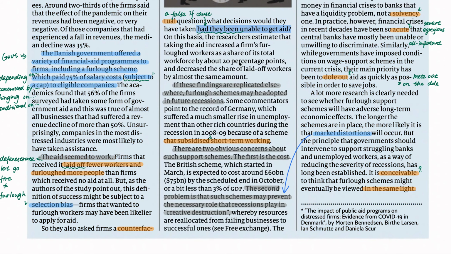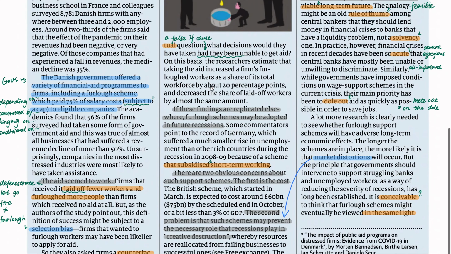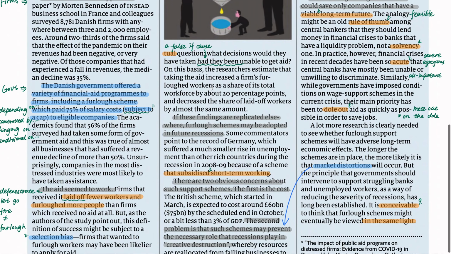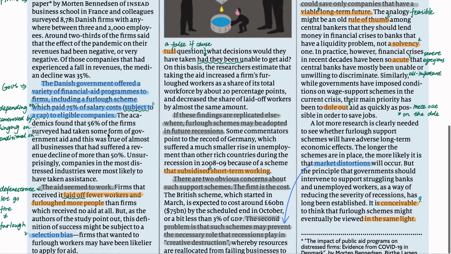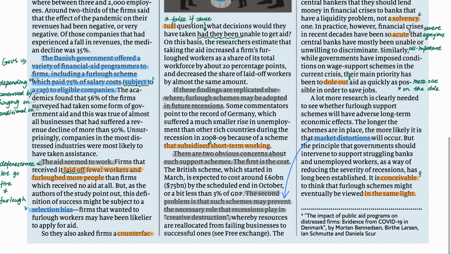So it's quite obvious. Next grey part, if these findings are replicated elsewhere, furlough schemes may be adopted in future recessions. This great sentence is like a natural assumption by asking the effectiveness and then answering the question. If the aid seems to work, of course the governments around the world would consider adopting the same approach.